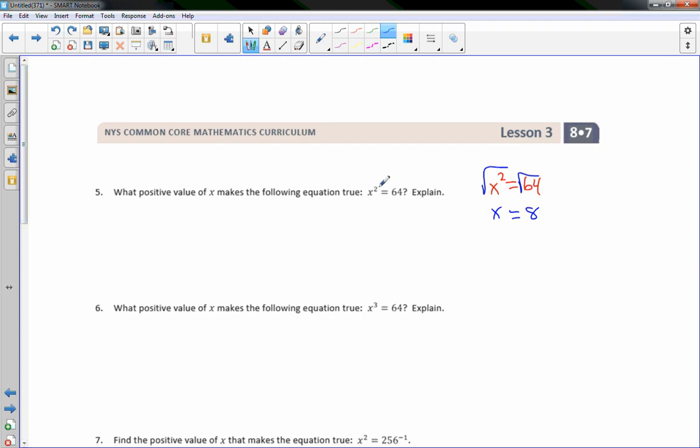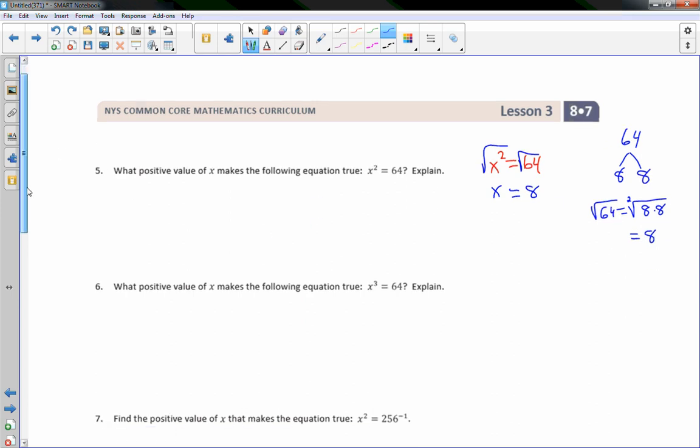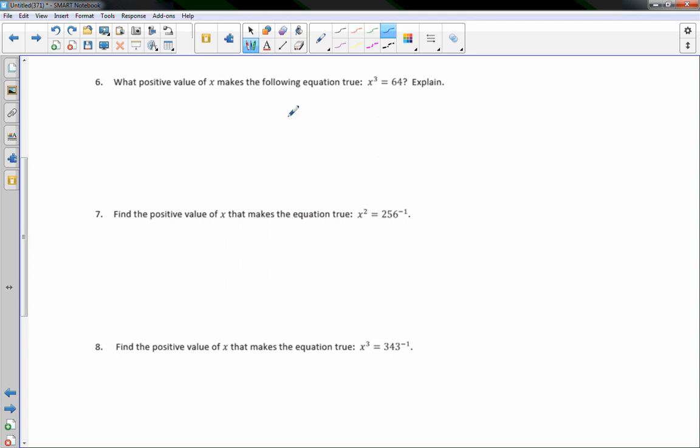Okay, it says to explain, but if I do this, then I can say that the square root of 64 equals the square root of 8 times 8. So therefore, that equals 8. Because the 2 underneath a radical, the number out here tells us how many we need underneath to make 1 outside. All right, number 6. What is the positive value of x that makes this true?